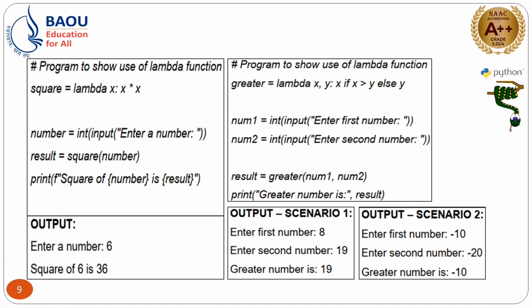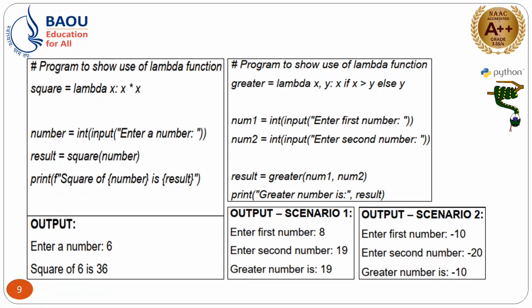Suppose square is the variable, we are defining the function with the keyword lambda, x, that is only a single variable, then after a colon. After the colon, we are applying the logic here, x into x. So whenever the user enters the value x, the square will be calculated and it will be returned whenever the function call happens. So result equal to square of the number.